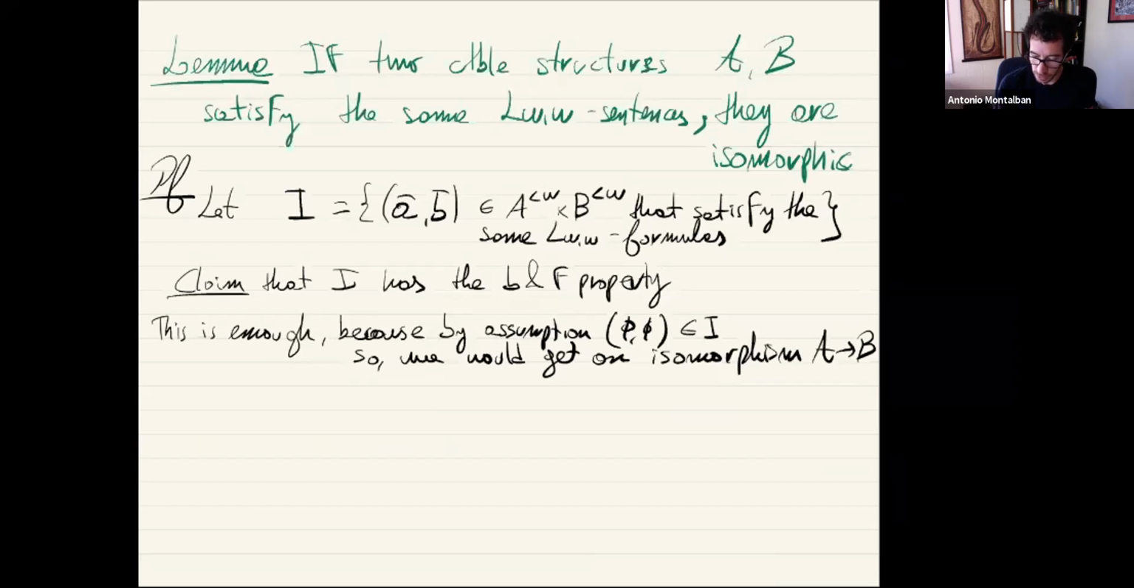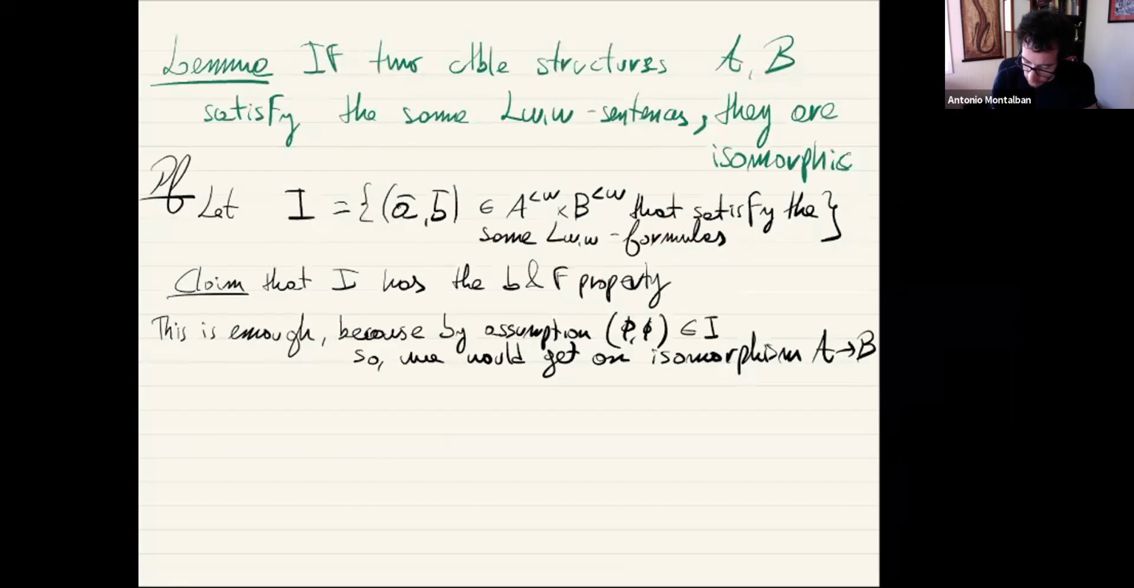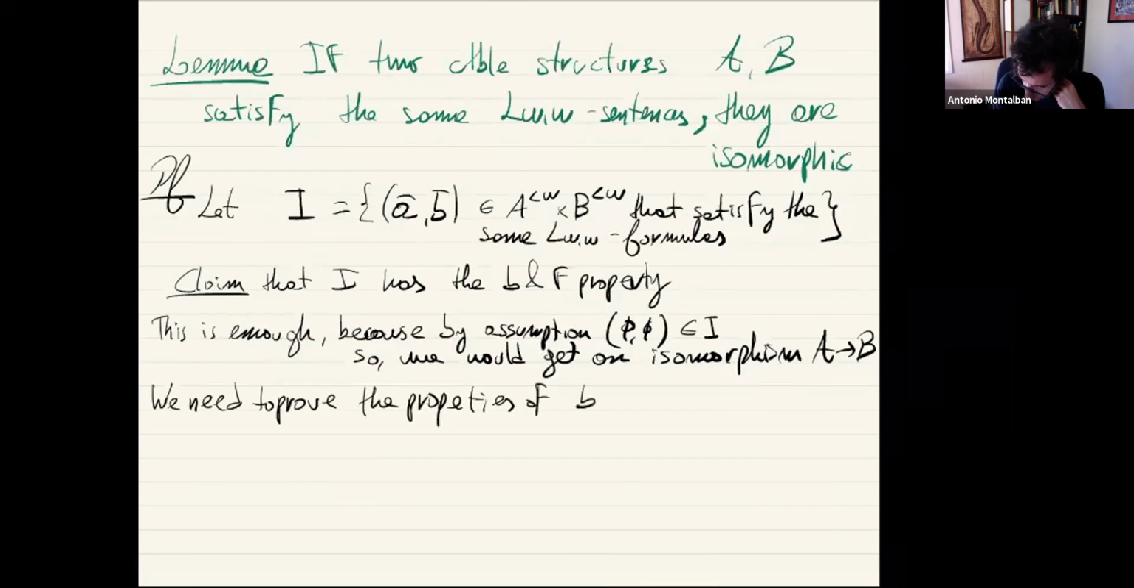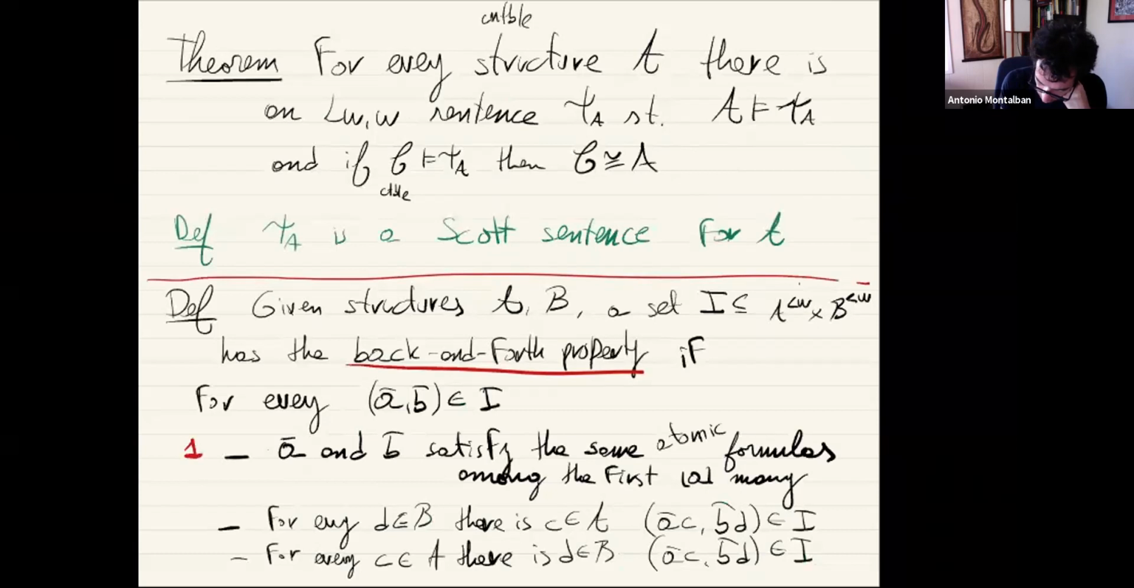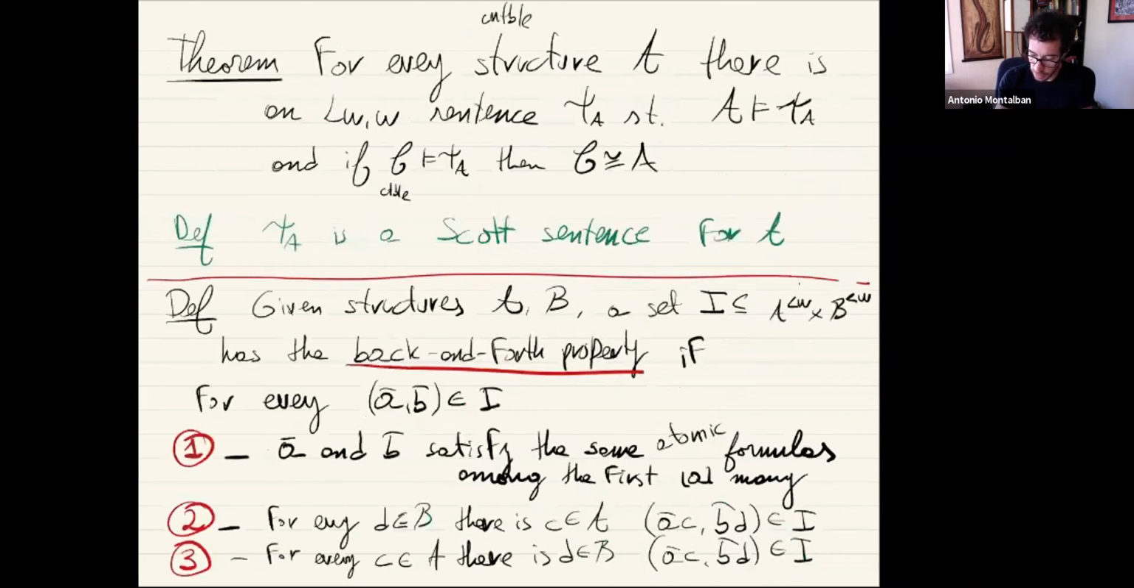Cool. So, okay, we need to prove the properties of back and forth sets. What are the properties? Let's call them 1, 2, and 3. So 1 is for A, B in I. If you have A, B in I, then the first one says that they satisfy the same atomic formulas among the first few.